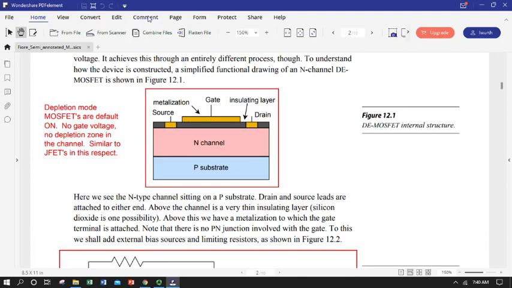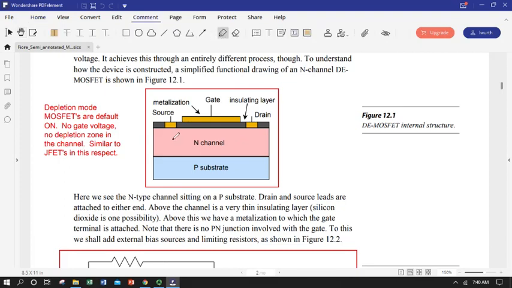We are going to apply a bias to the gate that will control the current that flows from the source to the drain. This is the controlled signal. And we're going to put in a voltage signal to the gate, delta V, which will control this flow. Very much the same as we did with the JFET.